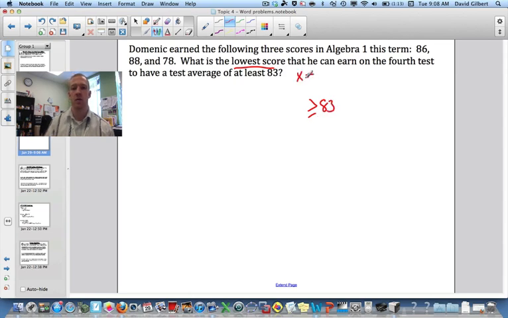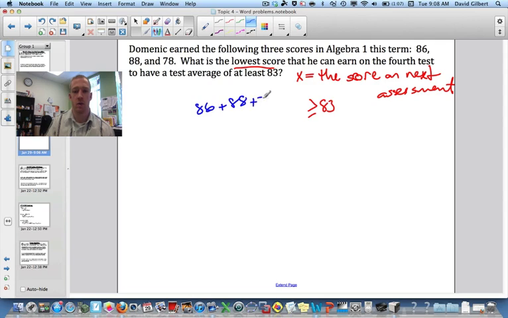So I'm going to let x stand for the variable, the thing that we want to know. What is the lowest score? So x equals the score on the next test. And then how do we find out what'll make the average more than 83? Well, we just do our average formula. 86 plus 88 plus 78 plus x, the thing we don't know, all divided by 4, because there's 4 tests. That has to be more than 83.